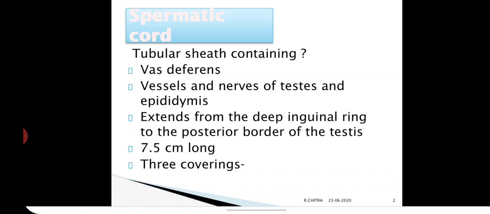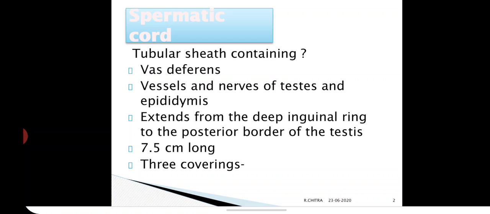So it is a tubular sheath extending from the deep inguinal ring to the posterior border of the testis, and it's about 7.5 centimeter long. It has three coverings, same like the corresponding coverings of the testis.